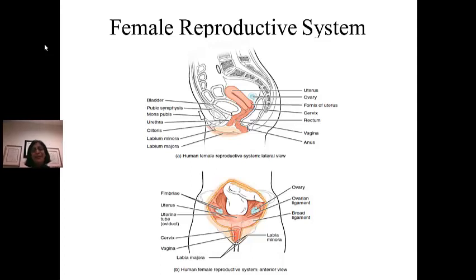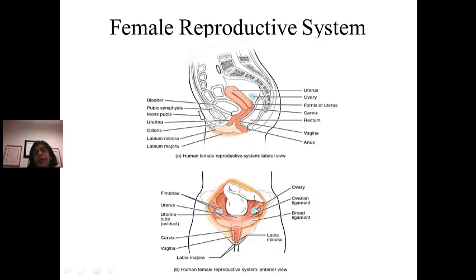Let's talk about the female reproductive system in here. The anatomy of the reproductive system includes ovaries. These are situated way back in the pelvic wall, held in place by a number of ligaments, and they are not connected to the rest of the reproductive tract.